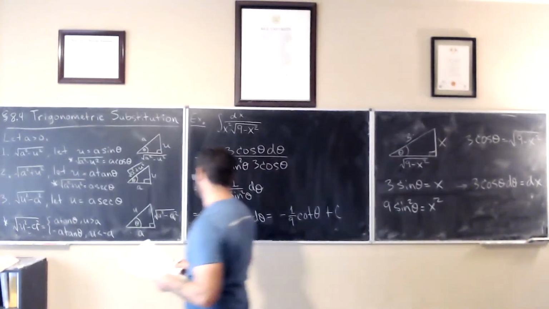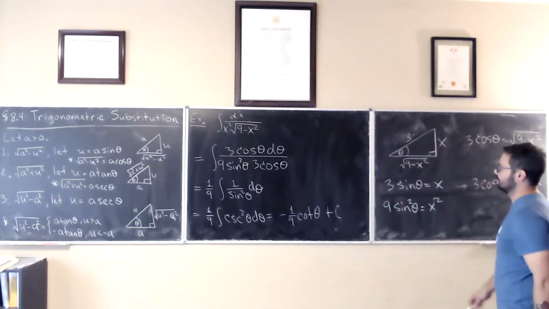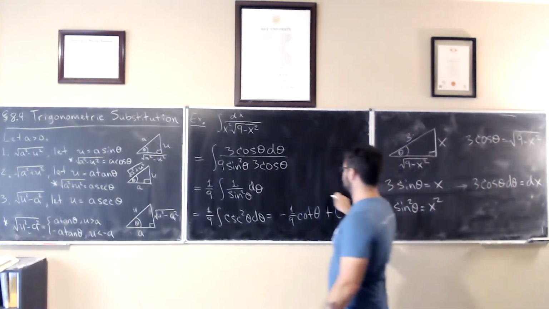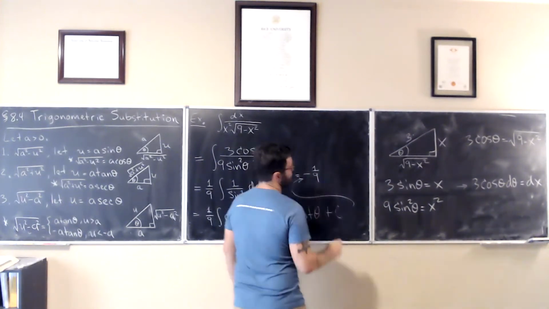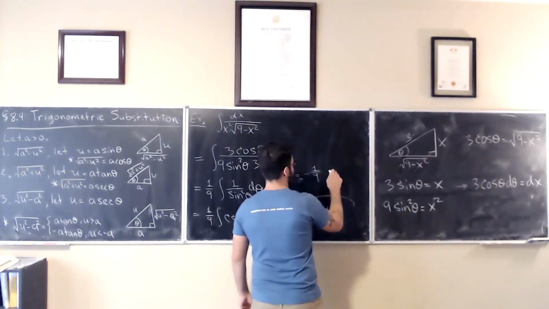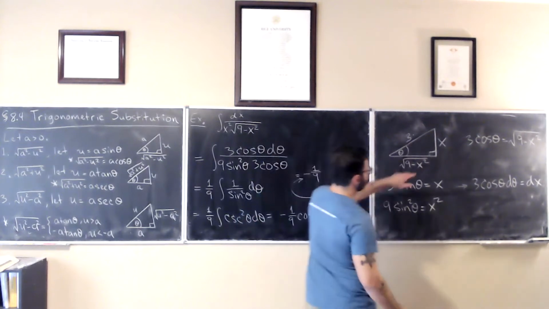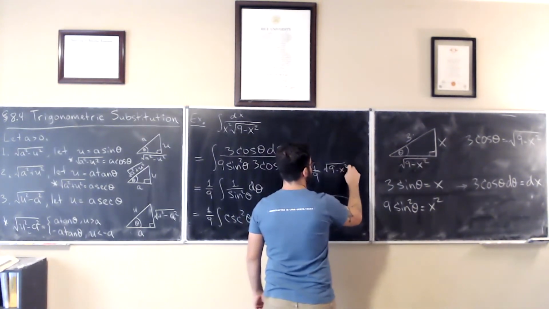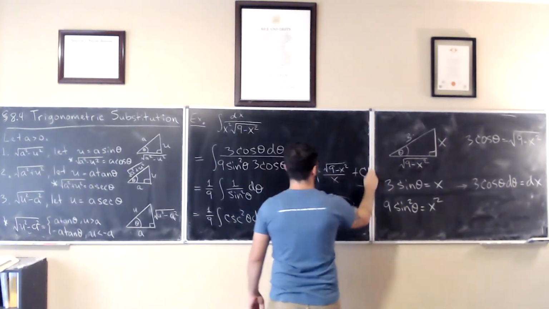We need to convert back to the variable x. So I look at cotangent theta. It's that over that, right? So then it's negative 1/9 of x over that. Oh no, sorry, not x over that. It's cotangent. It's this over that. It's the square root of 9 minus x squared over x, and all plus C. Okay.